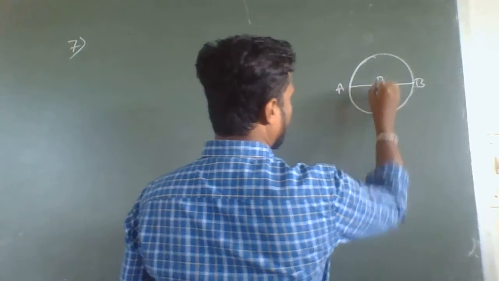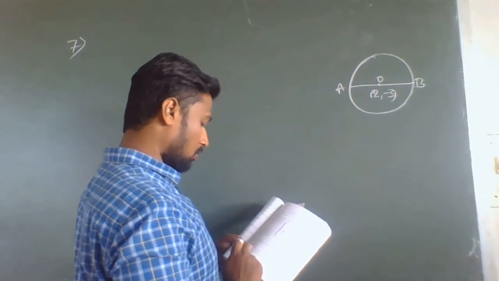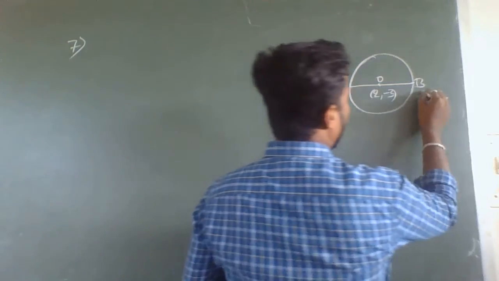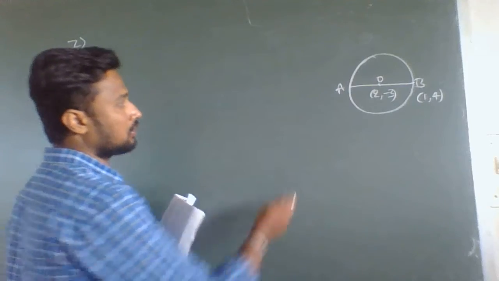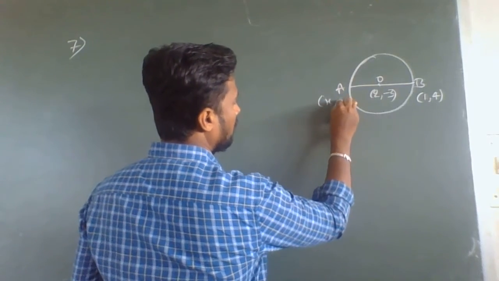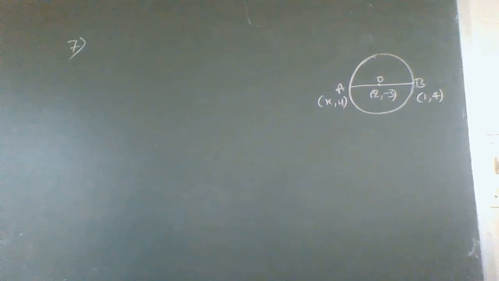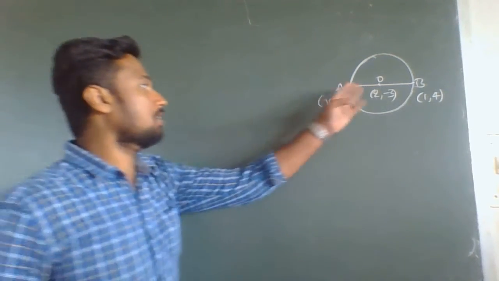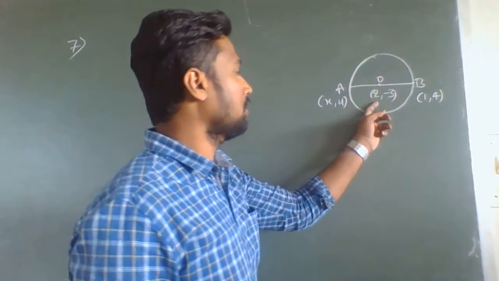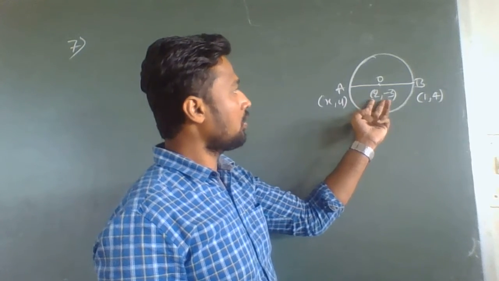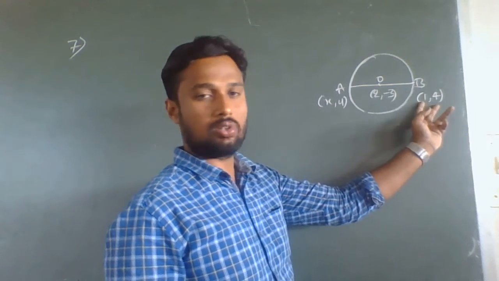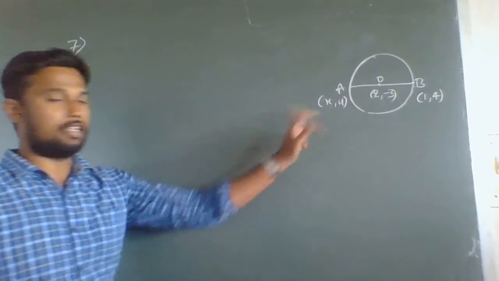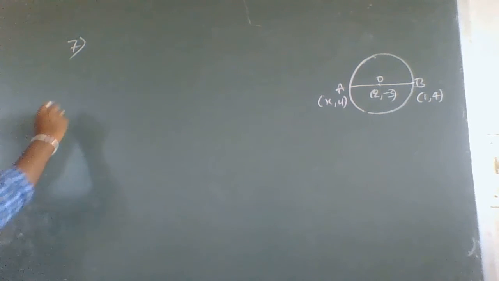I will consider this center as O, and the coordinates of B are given as 1, 4, and I will consider the coordinates of A as x, y. So what have they given here? AB is the diameter of the circle and O is the midpoint. The coordinates of O are 2, minus 3, and the coordinates of point B are 1, 4, and we have to calculate the coordinates of point A.